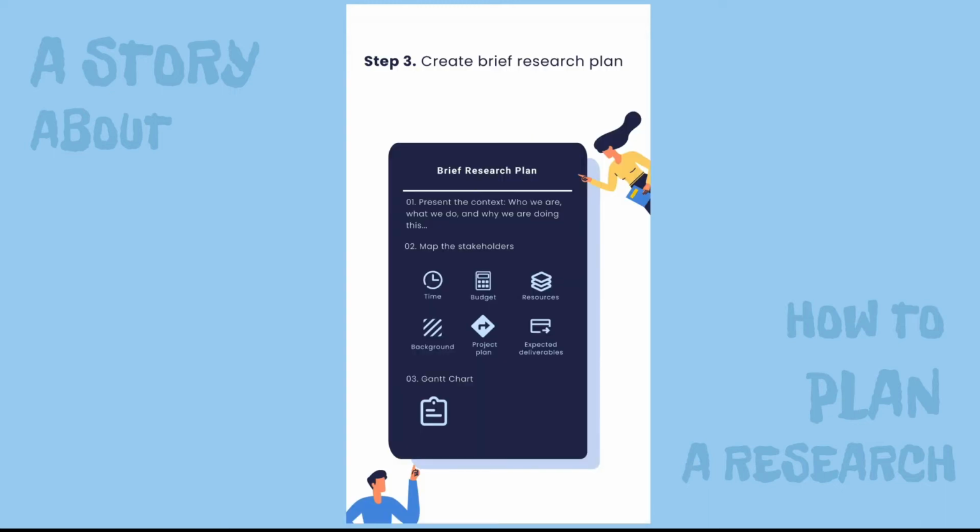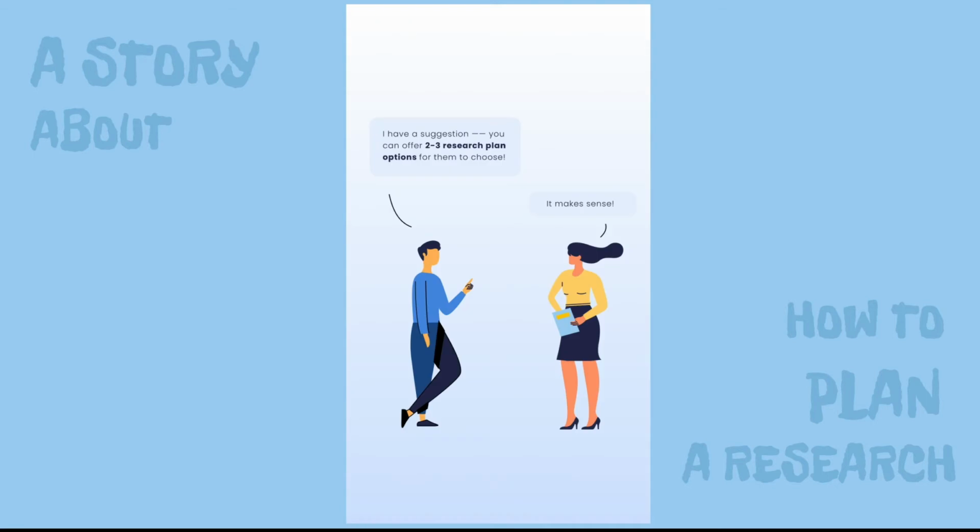For the first step, we need to present the context about who we are, what we do, and why we are doing this. And for the second step, we need to map the stakeholders. And for the third step, we need to do the Gantt chart. I have a suggestion. You can offer 2 or 3 research plan options for them to choose.